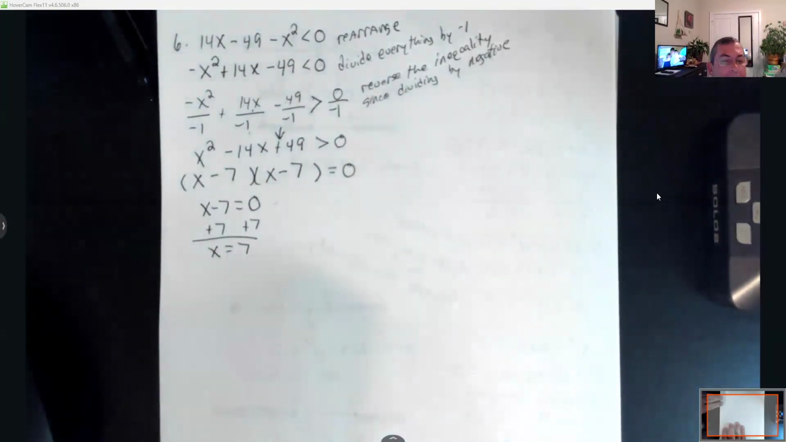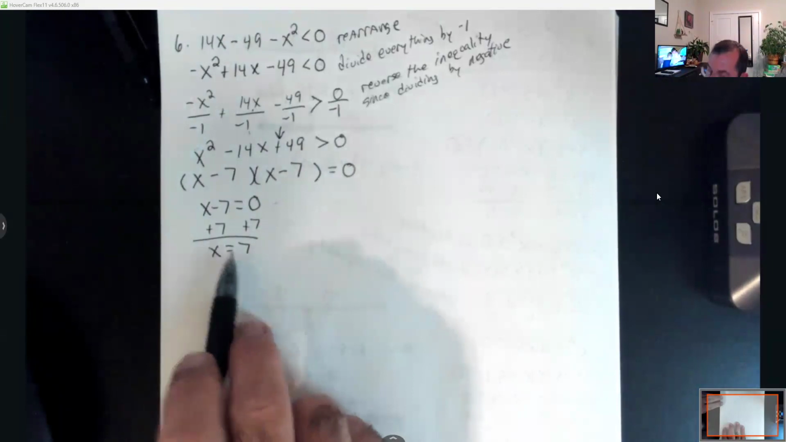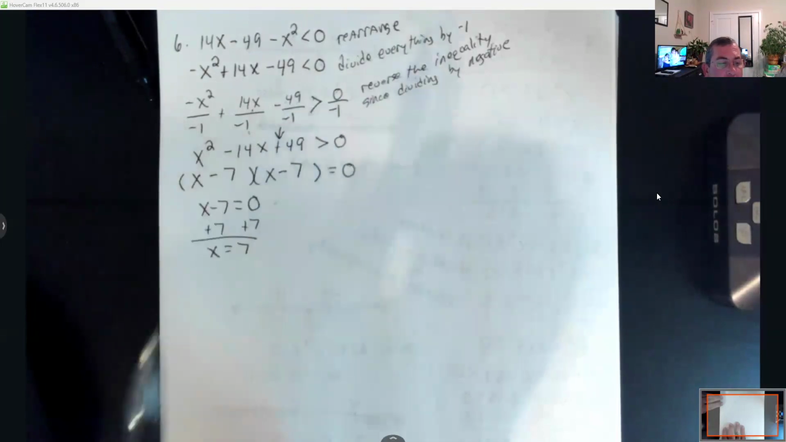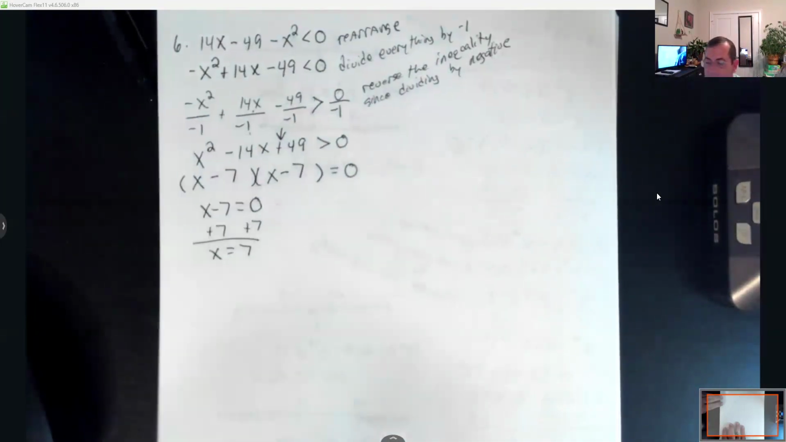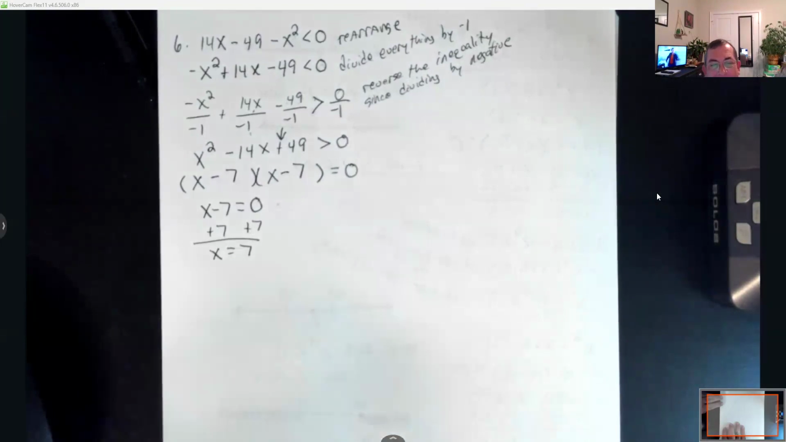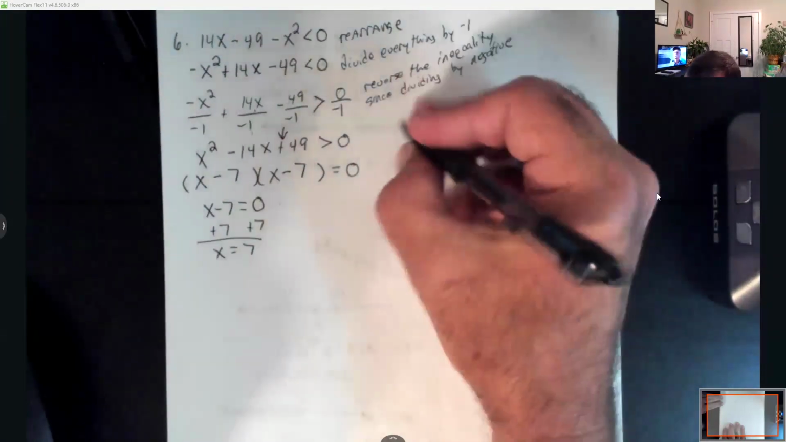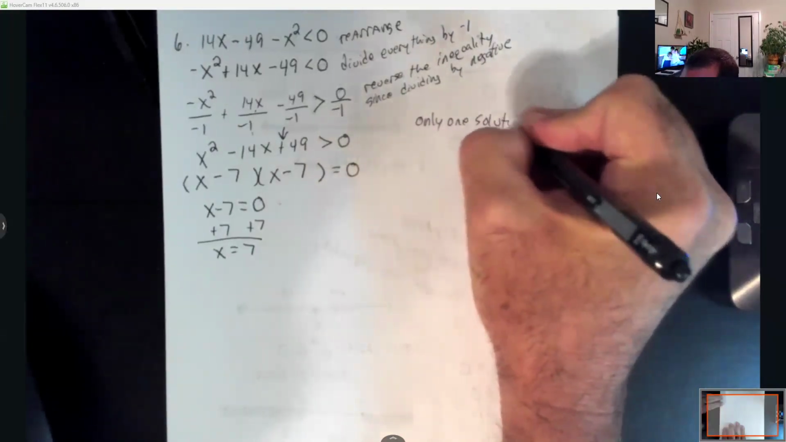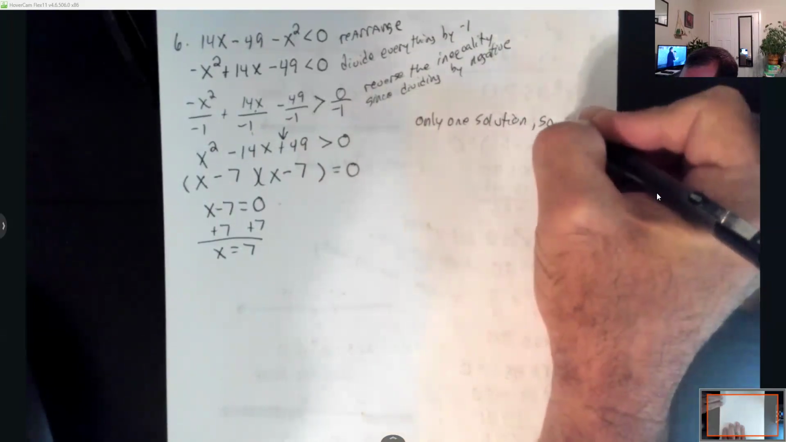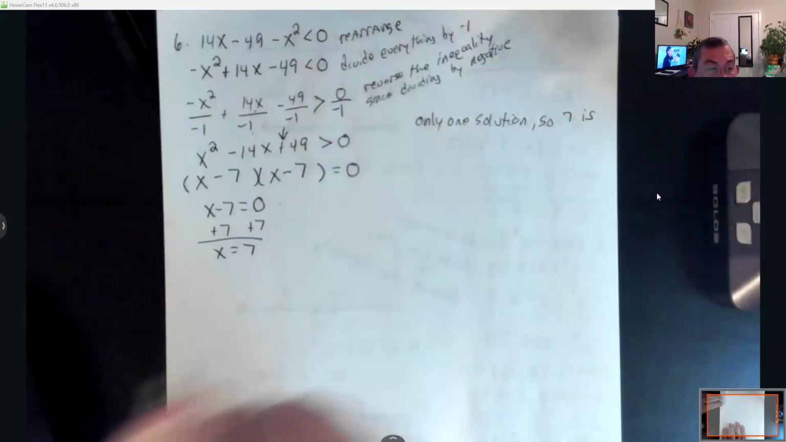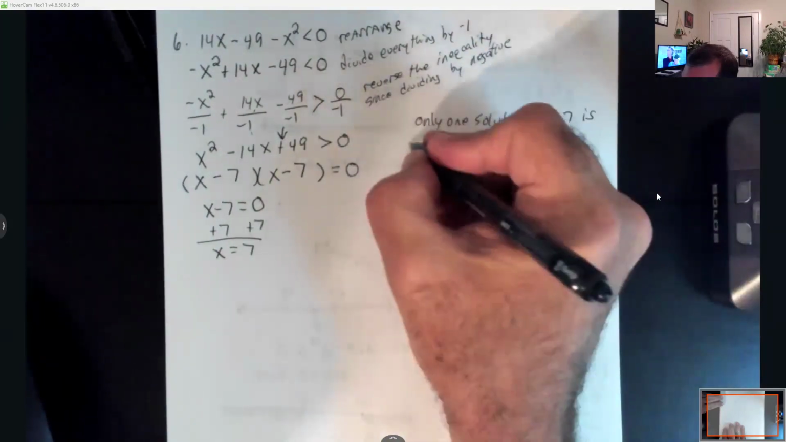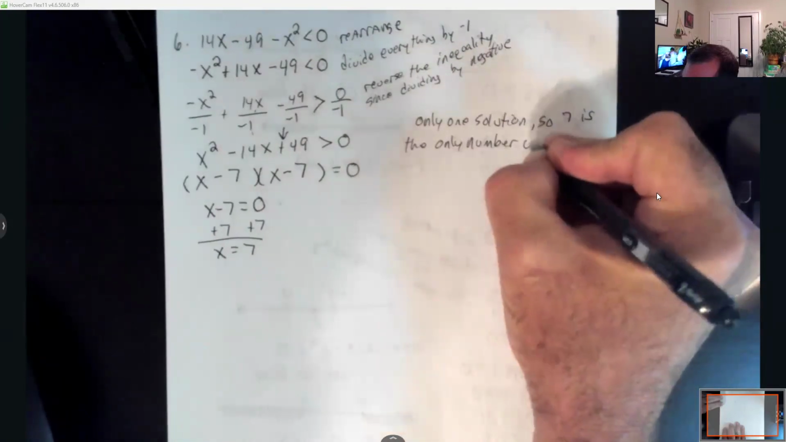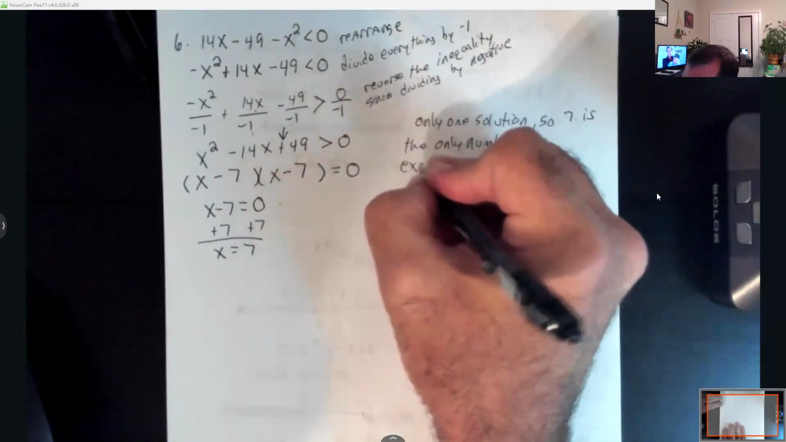And that's going to give me x equals 7. 7 is the only solution for this polynomial. So y'all remember what I said? If I only got one solution. So here we go. Only one solution. So 7 is the only number we exclude from the domain.